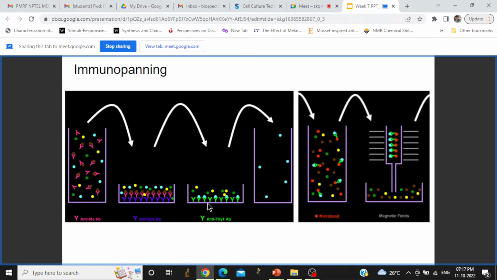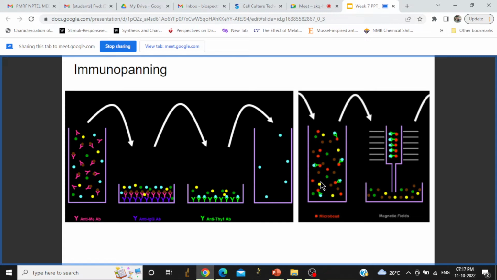So now in the second step, this cell will be isolated, and simultaneously we can do it for different numbers of cells. So this is the plate type, this immunopanning. Another is the bead type immunopanning, or magnetic immunopanning. Recently, different companies have used this magnetic field to separate the cells, and it is trending nowadays. So what is done in this?